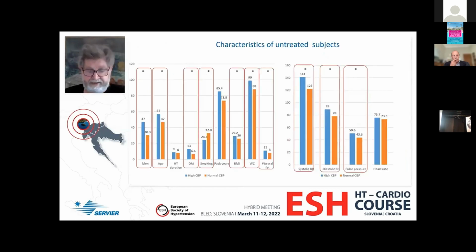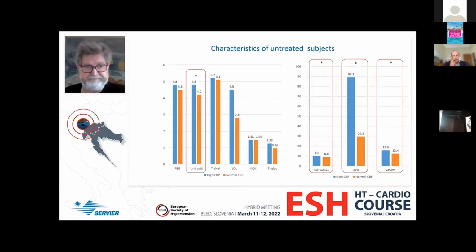Here are characteristics of our untreated subjects, and here is the brief summary. They are older, they are much more often diabetics with isolated central hypertension, visceral obesity, and of course, they have higher brachial blood pressure. And here are metabolic parameters, and you can see that subjects with high central blood pressure have higher fasting blood glucose, high uric acid, total cholesterol, particularly LDL cholesterol, and triglycerides. They have higher salt intake, and they had higher albuminuria as well as pulse wave velocity.